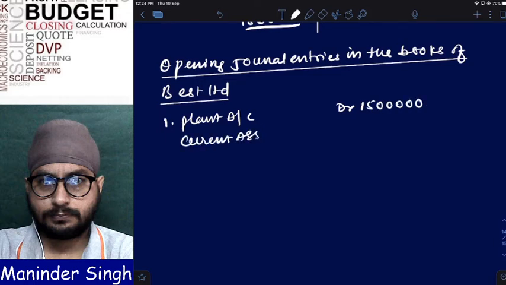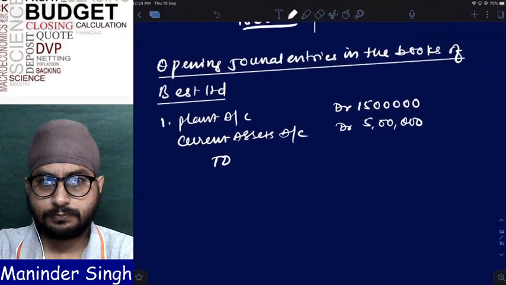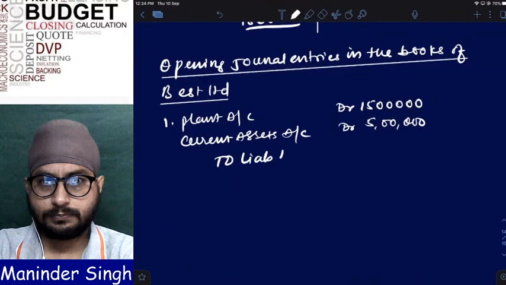Current assets account debit 5 lakhs. Now, am I receiving liabilities also? Liabilities, what will I do? Credit. How much are the liabilities I am receiving? 2 lakhs. To liabilities account 2 lakhs.